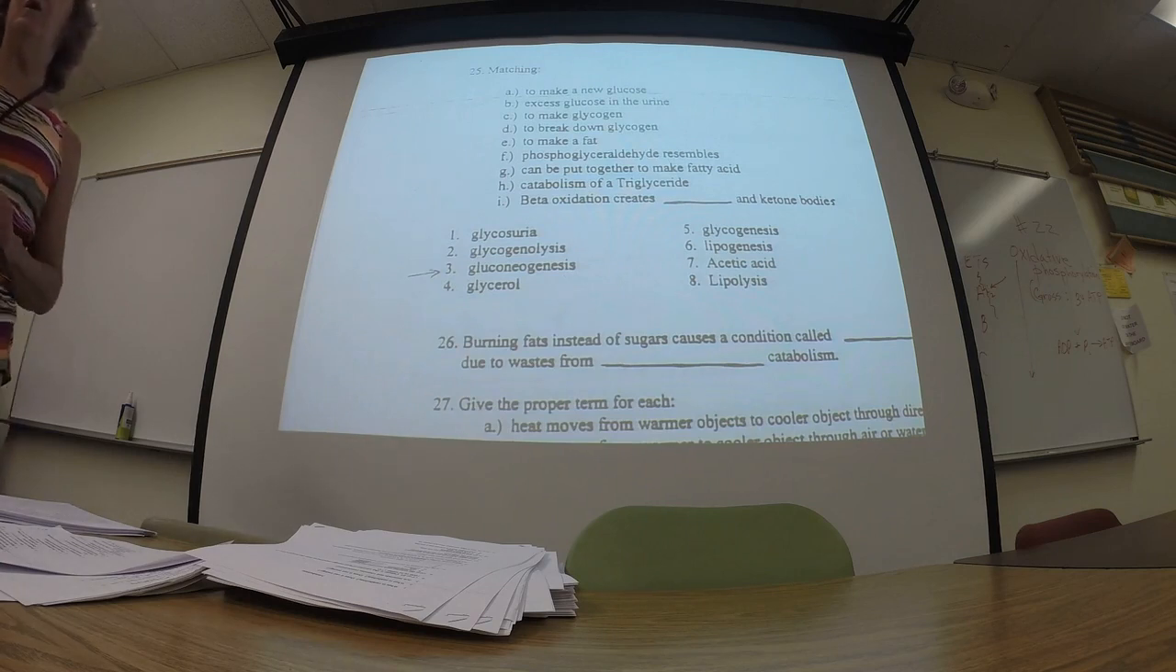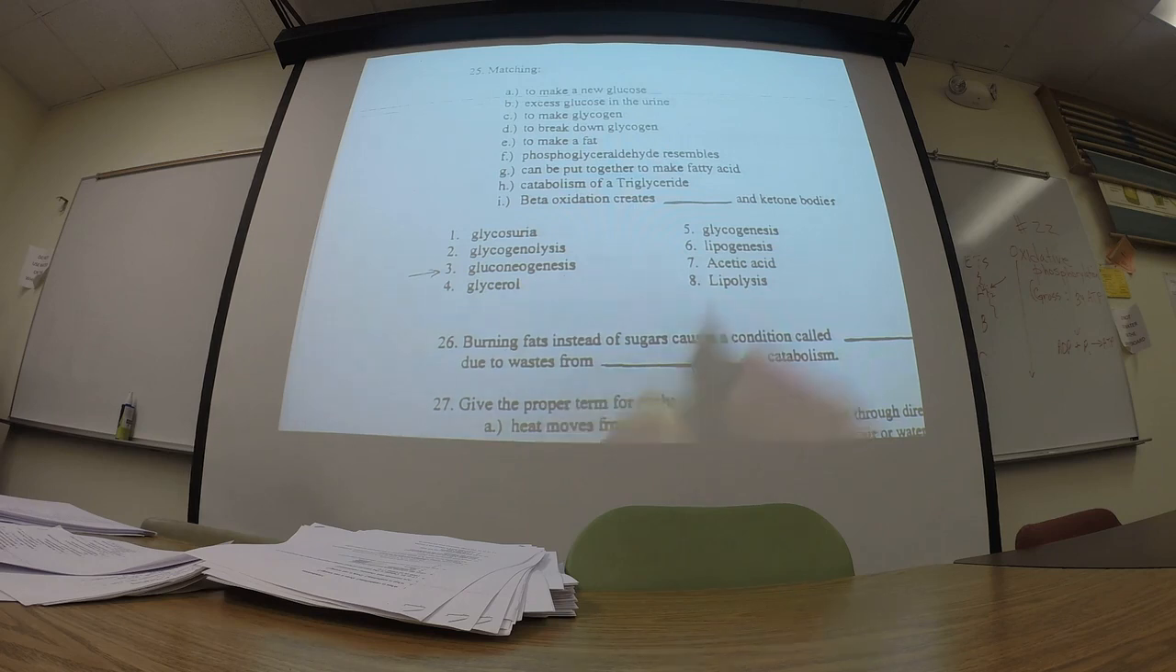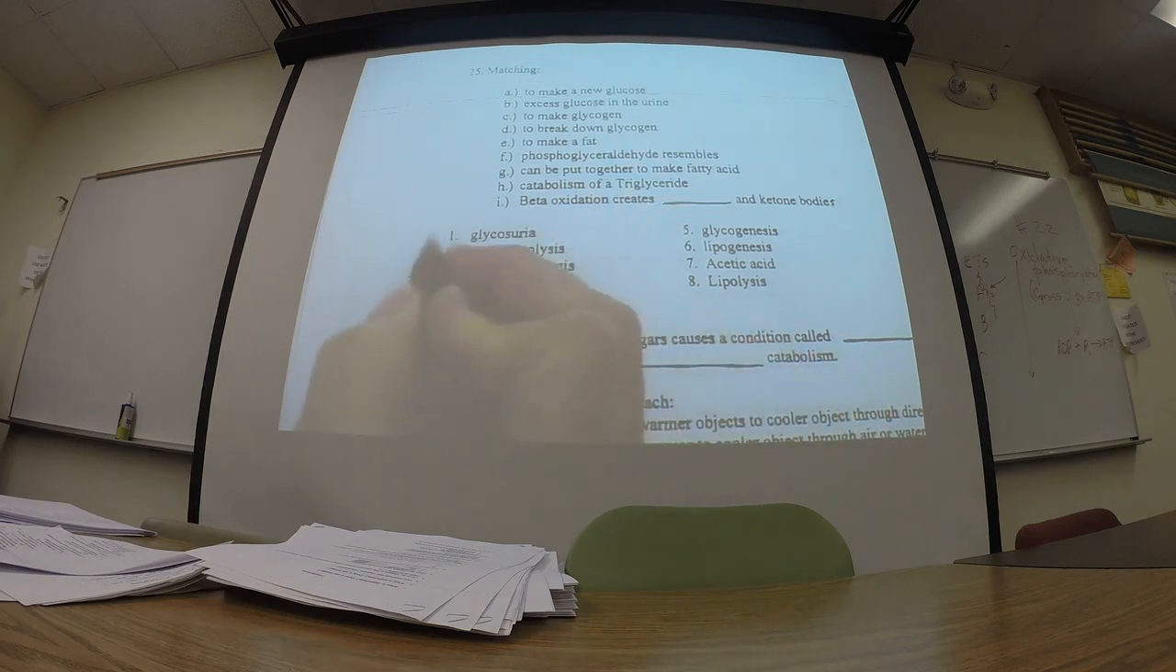What do you call the abnormal condition? Because you should never have one molecule of glucose in your urine. So if you have detectable glucose in your urine, what do you call that? Glycosuria. That's one of those URIA words, number 1.